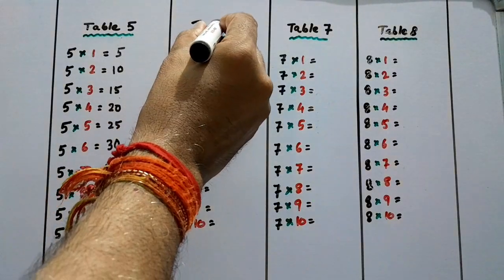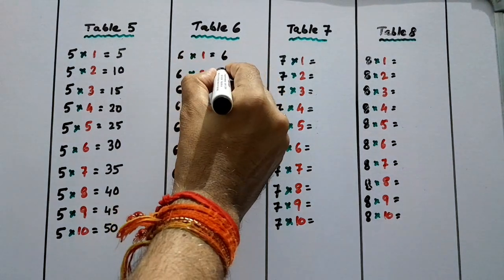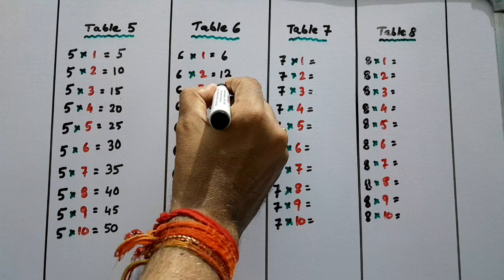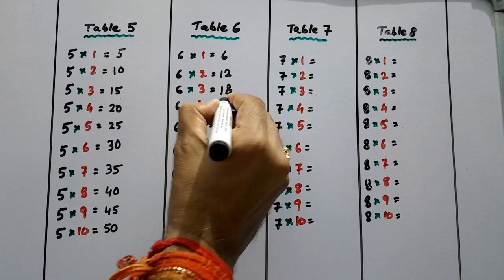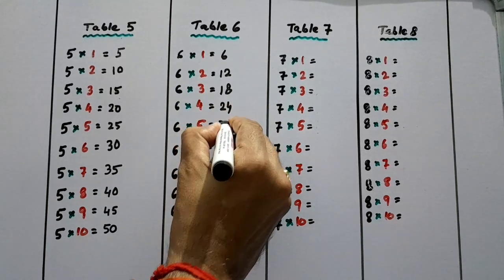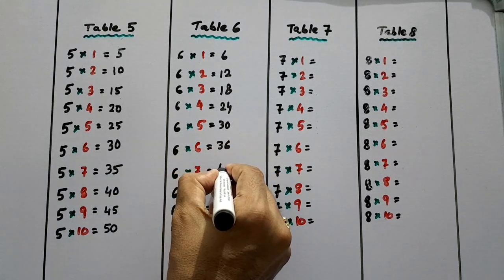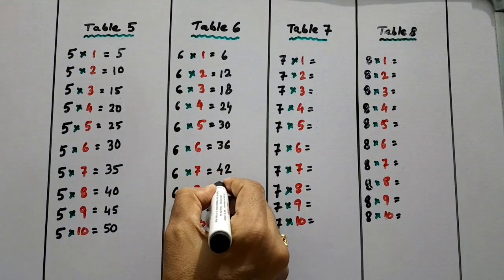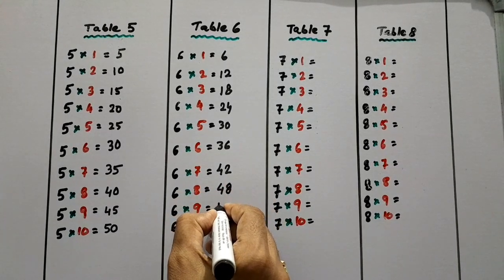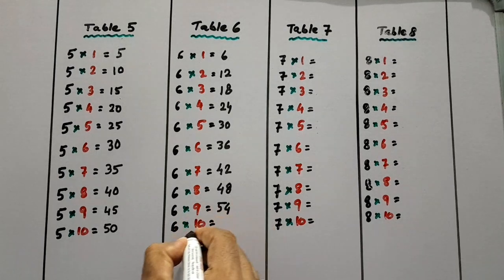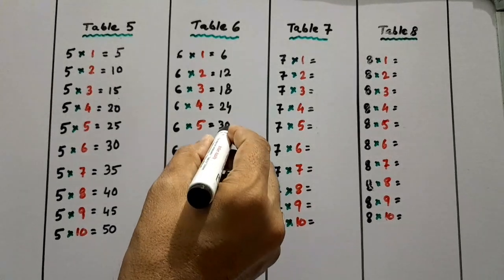Now we'll try table 6. 6 ones are 6, 6 twos are 12, 6 threes are 18, 6 fours are 24, 6 fives are 30, 6 sixes are 36, 6 sevens are 42, 6 eights are 48, 6 nines are 54, and 6 tens are 60. So this is table 6.